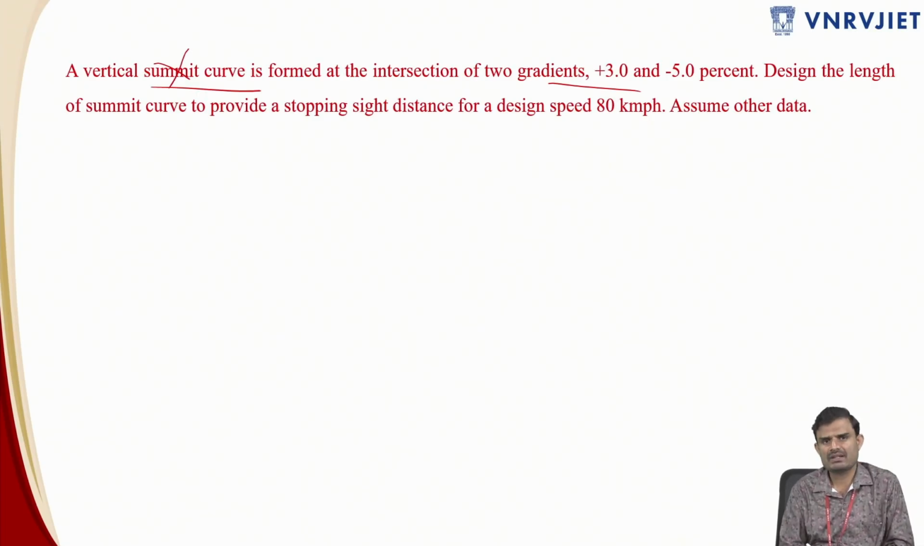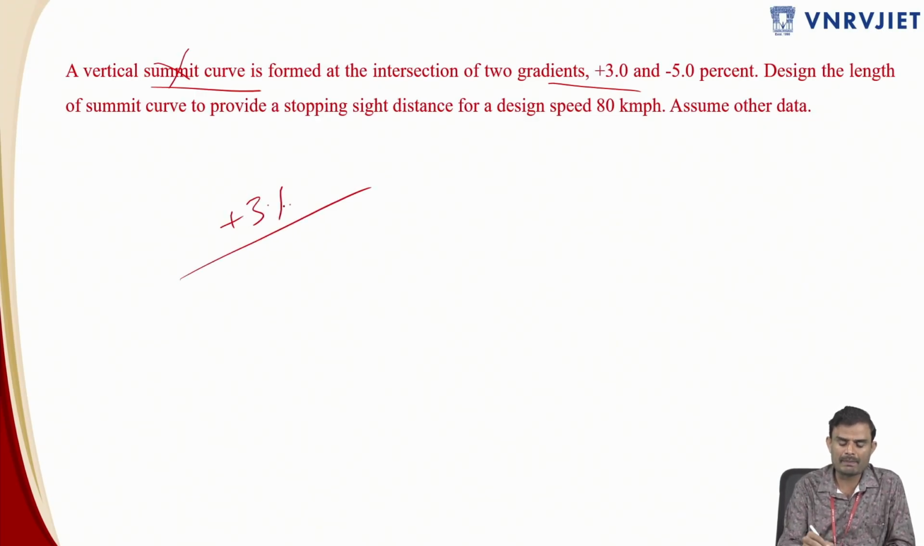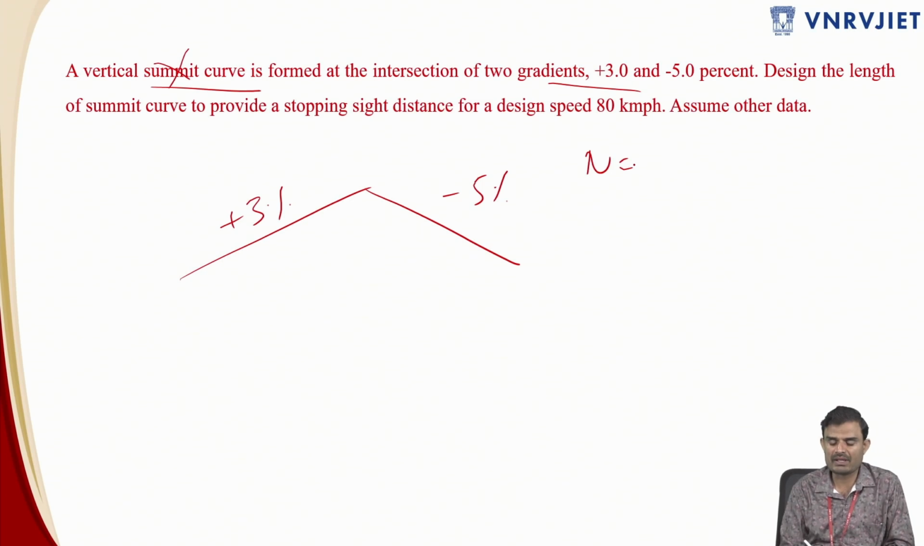So you are having plus gradient. So plus gradient is always represented for upward gradients. So upward gradient, you are having a value of plus 3%, and you are having a falling gradient of minus 5%. So you know the formula for algebraic difference of grades, which is nothing but capital N, which is plus 3 minus of algebraic difference of grades. So it is minus of minus 5, which is plus 8. So 8 is represented as 0.08.